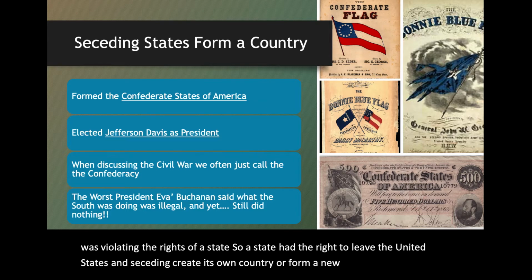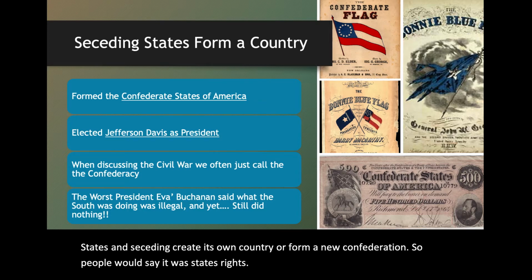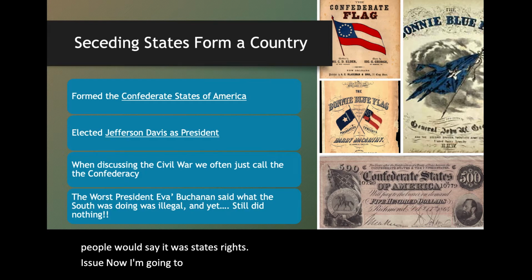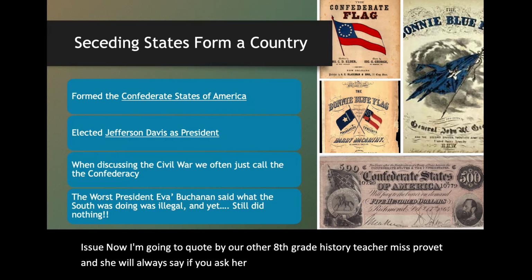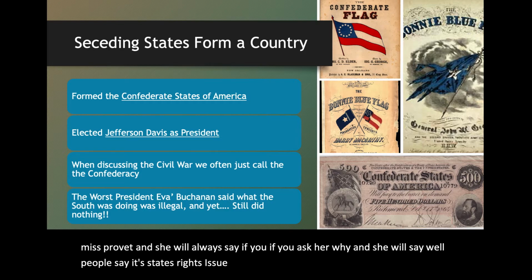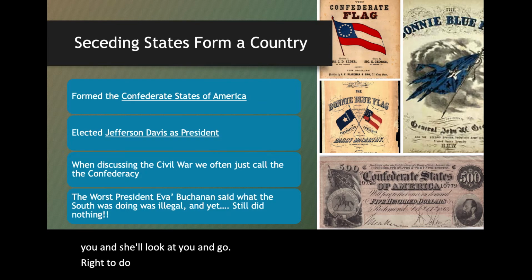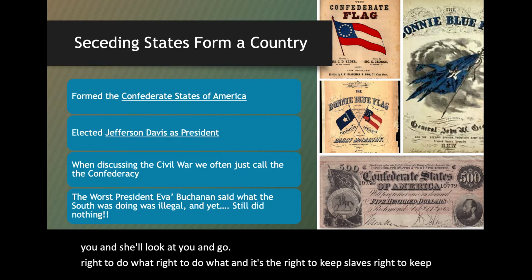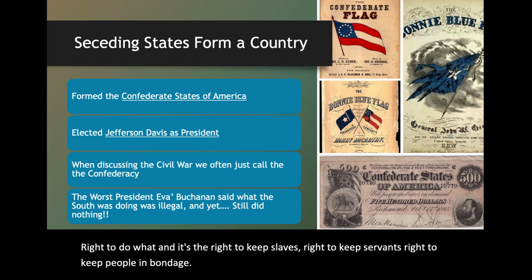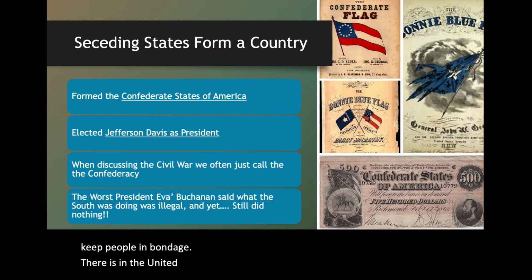So people always say it was a states' rights issue. Now I'm going to quote our other 8th grade history teacher, Miss Purvette, and she will always say to you, if you ask her why, and she'll say, well, people say it's a states' rights issue, or you can say to her, well, it's a states' rights issue, and she'll look at you and go, right to do what? Right to do what? And it's the right to keep slaves, right to keep servants, right to keep people in bondage.